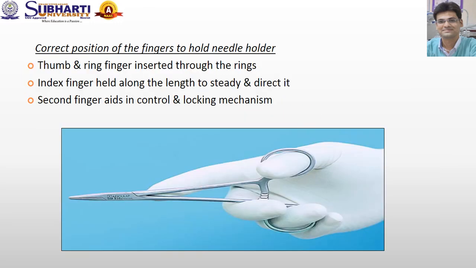To control the locking handle and to direct the needle holder properly, the surgeon should hold the instrument in a proper fashion. Thumb and the ring finger should be inserted through the rings. Index finger is held along the length to make it steady and directed. Second finger also helps in controlling and in the locking mechanism.